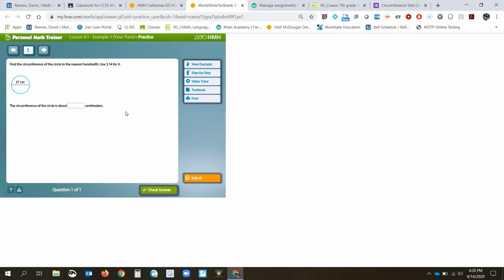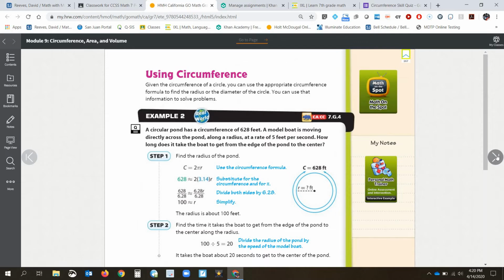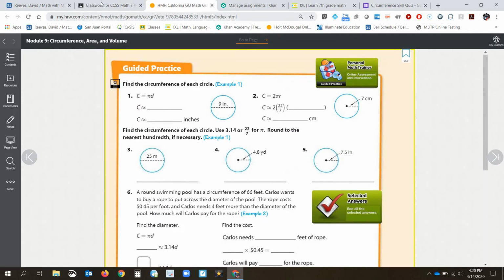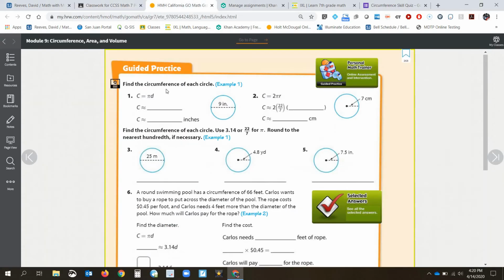So I strongly encourage students to take advantage of the Personal Math Trainer, because they can put the answer in and find out if it's correct. They can also get help with each of those problems. If we go back real quick to Google Classroom, you see these are the problems: 3, 4, 8, 15, 19, and 20. Those are the problems that start with guided practice.